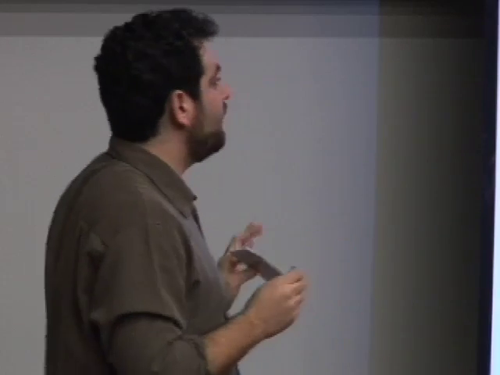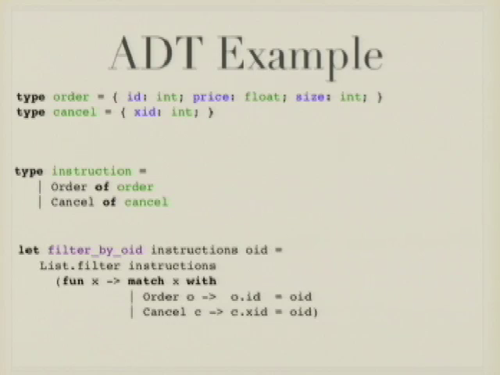And now I'm going to write a simple function that uses this type and does something useful. Here the function is called filter by OID, and it takes a list of instructions and an integer, which is the order ID. What the function is supposed to return is the list of instructions that reference that order ID. And the code is very simple. It uses a function from the standard library, filter.